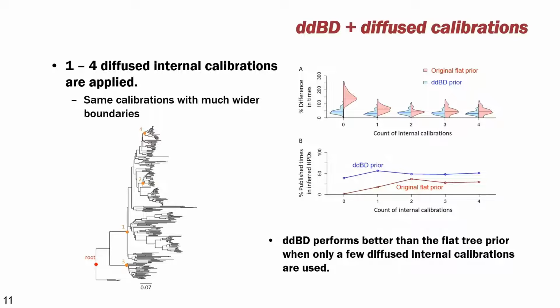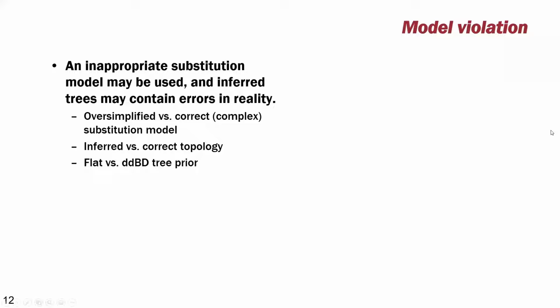So far, we have shown that the data-driven tree prior works well with the root calibration only, a few well-constrained calibrations, and a few diffuse calibrations. In all scenarios, the data-driven tree prior can produce better estimates than the original default flat tree prior. But in all of those analyses, we used the correct tree topology and substitution model. However, in reality, an incorrect substitution model may be used, and a tree that contains a lot of topological errors may be used to analyze the data.